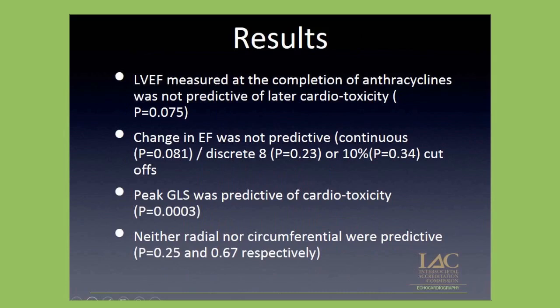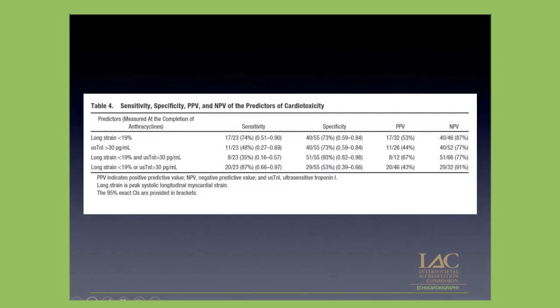The result here is that the only one that was predictive of subsequent cardiotoxicity, i.e., an abnormal global longitudinal strain during the course of the treatment, recognizing the patients that down the line were going to have a reduced ejection fraction, was the global longitudinal strain. And you have here probably the most important table, the one that addresses the sensitivity and the specificity.